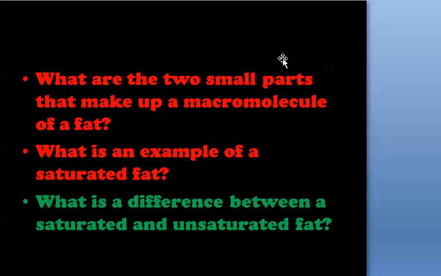So two small parts would be glycerol and fatty acids, and in fact we need 3 fatty acids for each of those glycerol molecules to make a triglyceride. An example of something that has saturated fat would be butter or lard, bacon, I don't know, there's lots of things.